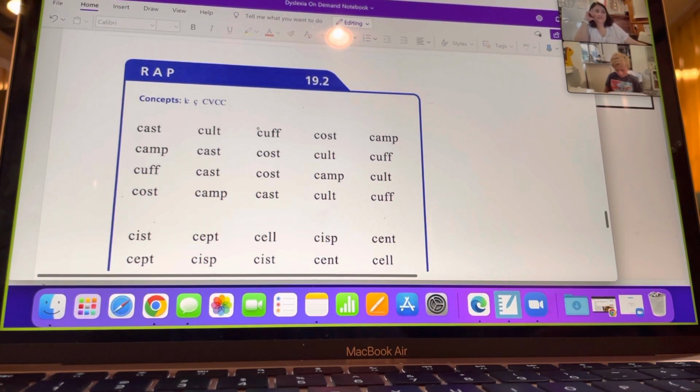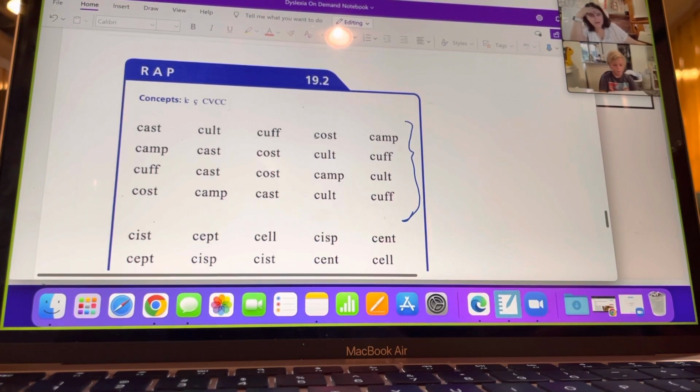Liam, we're doing 19.2. Okay. I need you to take a look at this first section. What do you see that they all have in common? The back kicker C. Right, because they all show up in front of O's, A's, or U's. Okay, repeat the first line after me. Cast. Colt. Cuff. Cost. Camp. Read the next few lines. Good. All right, let's go on to the next section.